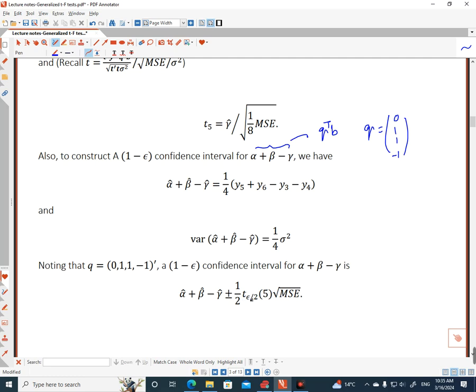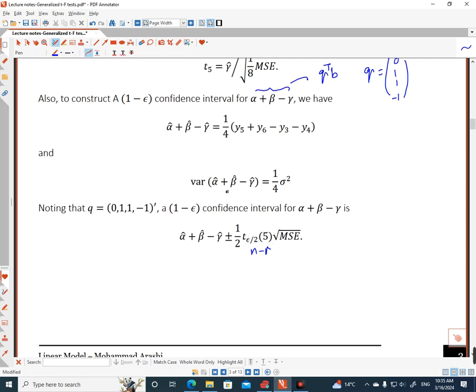Remember, the test statistic has t distribution with 5 degrees of freedom, 8 minus 3. Here we have 3 parameters and 8 observations in general. So the number of observations, if you remember, it is n minus r. So 8 minus 3 gives 5, and you can construct the confidence interval in this way based on the quantile of the t distribution.